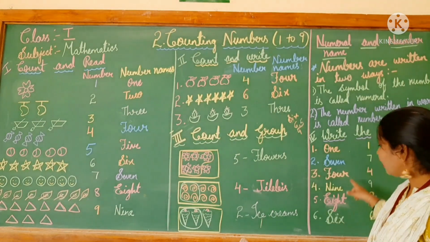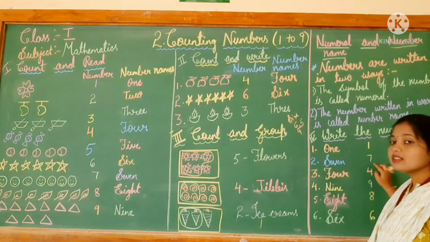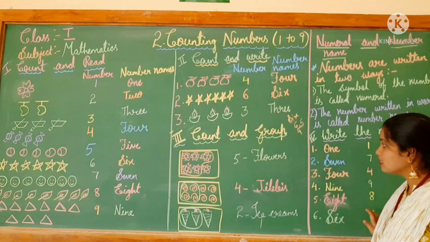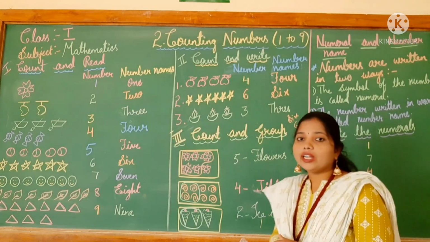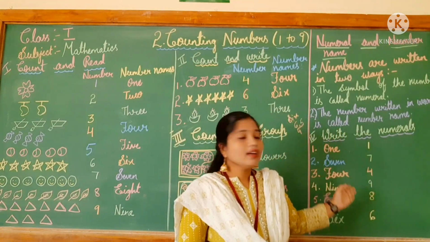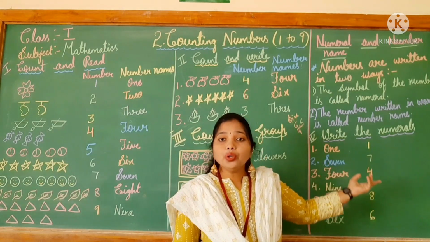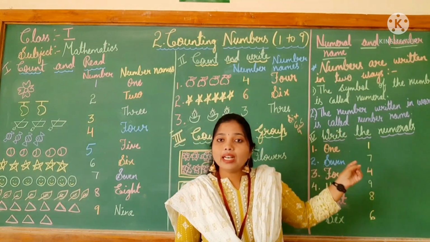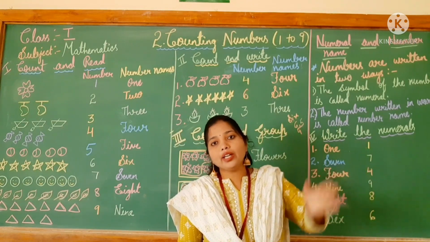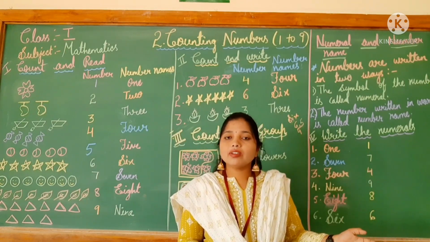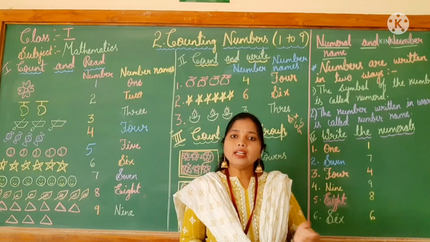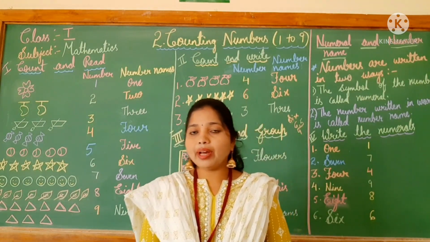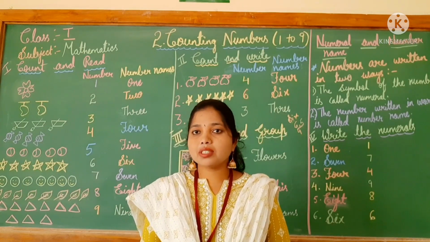So, children, we have written 1, 7, 4, 9, 8 and 6. So, you can repeat and practice, children. Like this, for any number, for 2, 5, 6, any number. If the number is given, you should write the number name, and if the number name is given, you should write the numeral. So children, this is how we can write numbers and number names.